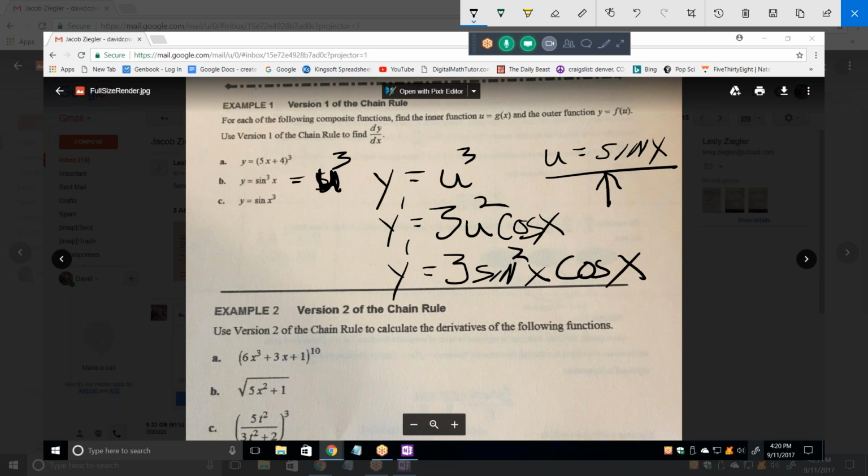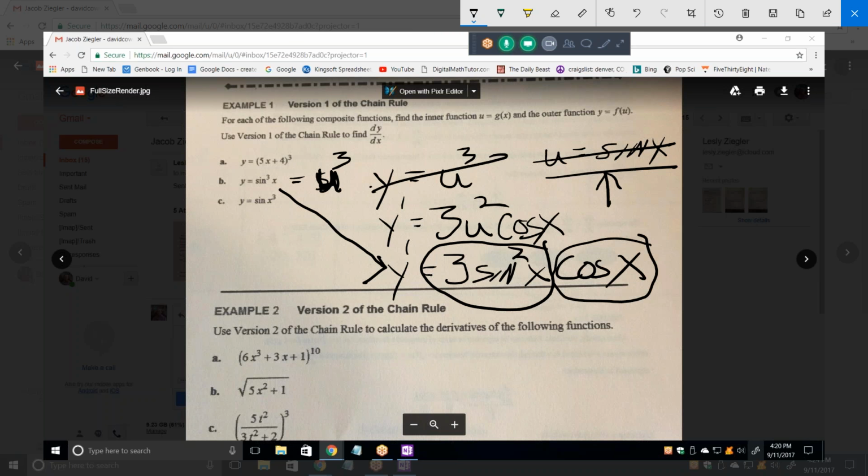Now, we didn't really need the u. We didn't need to do it like that. The only reason I did it like that was to clarify it for you. If I go straight to this step, there's the derivative of the outside, correct? Start with the exponent, subtract 1 from the exponent. That's the outside derivative. And the inside, since it's sine x, that's the derivative of the inside. And that's your answer. All right.